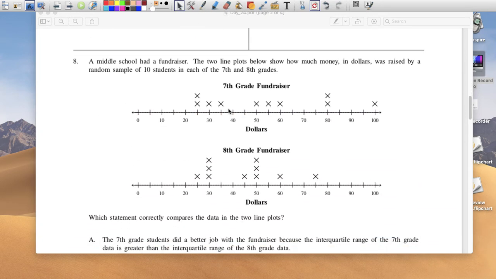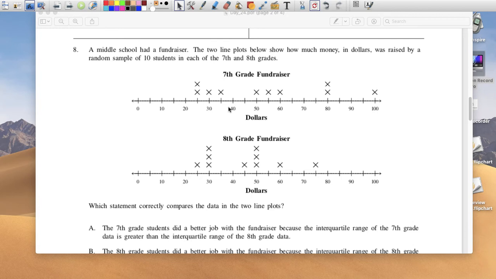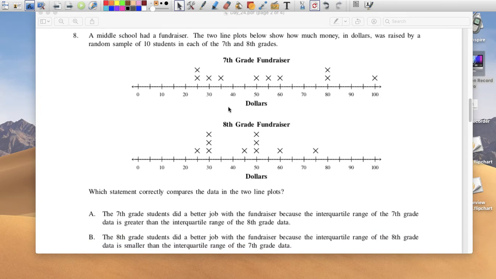8. Middle school has a fundraiser. The two line plots show how much money in dollars are raised by a random sample of 10 students in each of the 7th and 8th graders. Okay.